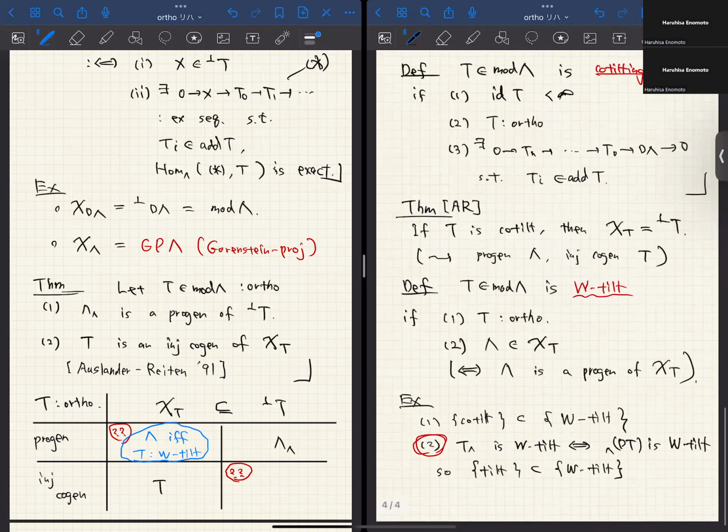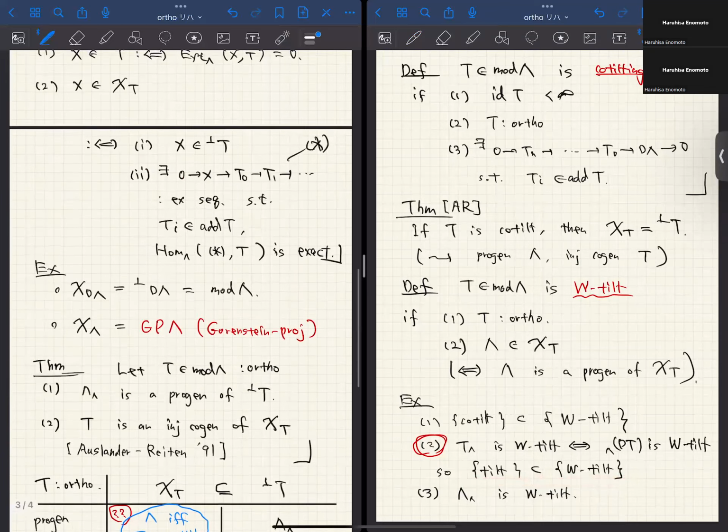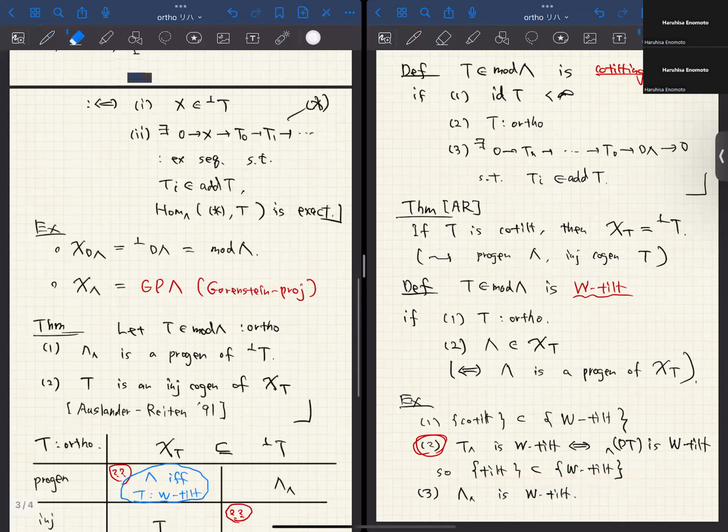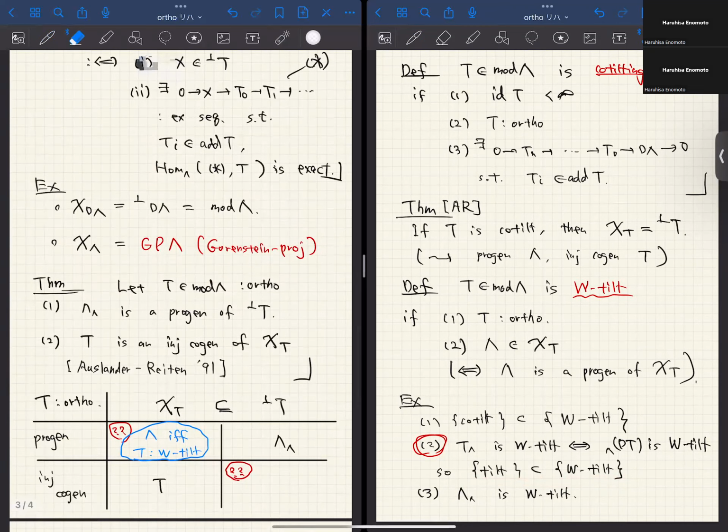And I want to remark about lambda itself. Lambda itself is a Wakamatsu tilting module. This can be proved by the second implication or directly, because clearly X_lambda contains lambda. It's easy to see. So lambda itself is a typical example. And in this case, I will call X_lambda the category of Gorenstein projective modules.